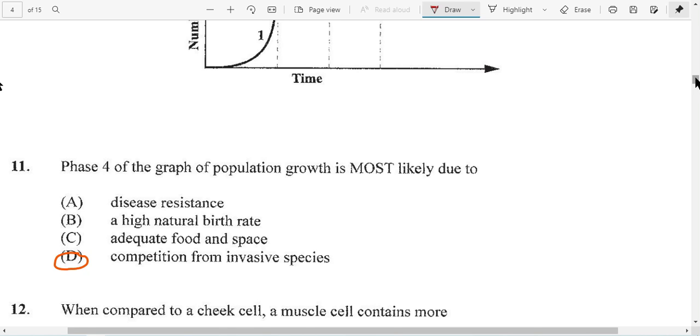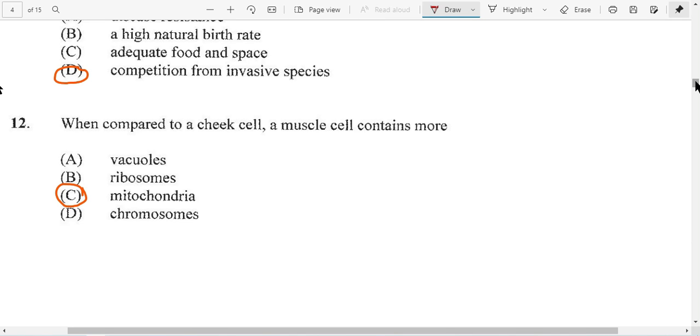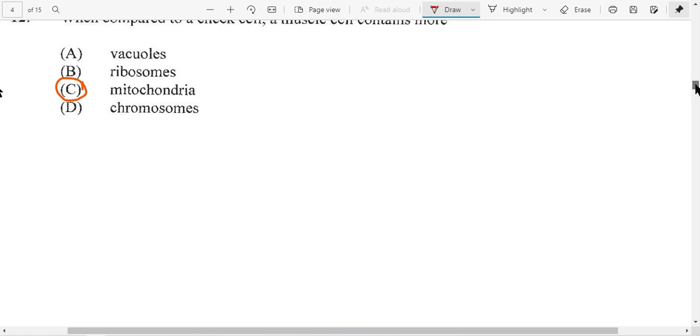As we make our way down to question number 12, when compared to the cheek cell, a muscle cell contains more. The muscle cell and the liver cell will always contain more mitochondria. So A, vacuole is out, B, ribosome out, D, chromosomes out. Your answer for number 12 is of course going to be the mitochondria. So we are selecting C for the answer for question number 12.